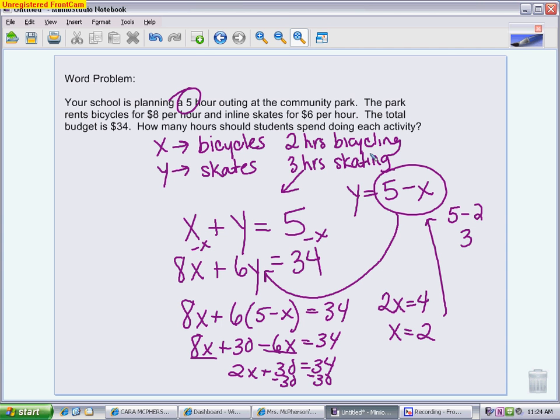So again, word problems are going to be the same solving technique. You just have to come up with the equations. That's a lot of times the most challenging part. Once you have the equations, then you choose the method you want to use and you solve it appropriately.